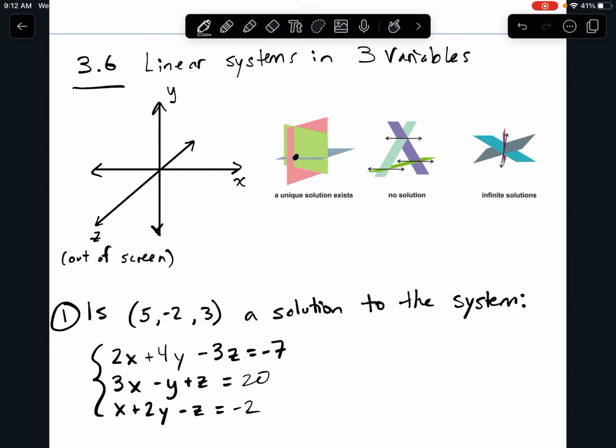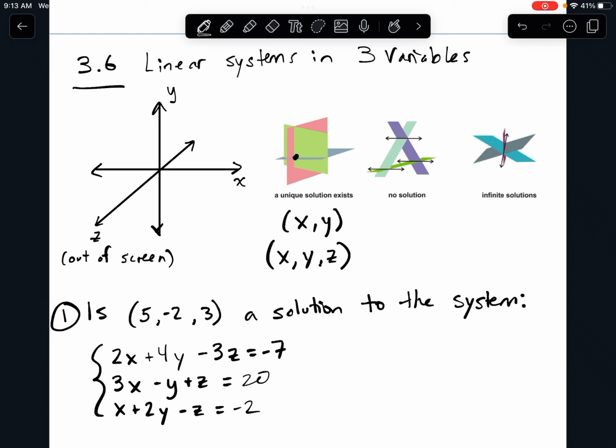When you graph your solution in two variables, you get x comma y. Now we're using three variables. Your answer is going to look like x comma y comma z. So instead of an ordered pair, you have what's called an ordered triple, where x is the first number, y is the second number, and z is the third number.